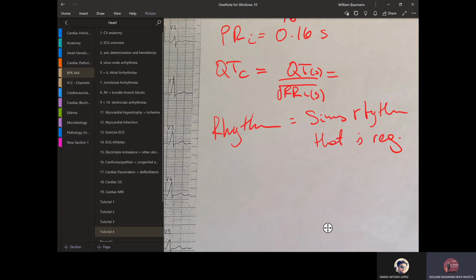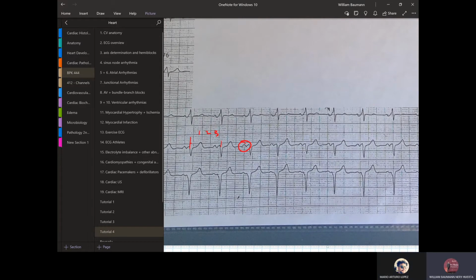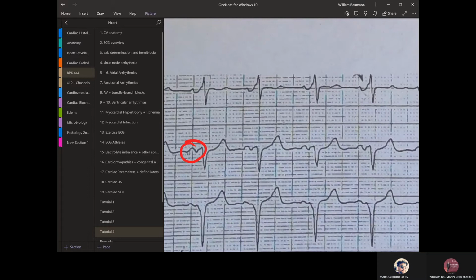So we do the QT in seconds divided by the square root of the R to R interval in seconds. Let's work on QT first. This is 0.2 seconds. 0.2 plus 1, 2, 3. I would go with 3.2. So 0.2 plus 0.12. So 0.04, 0.08, 0.12. Right. So 0.32.